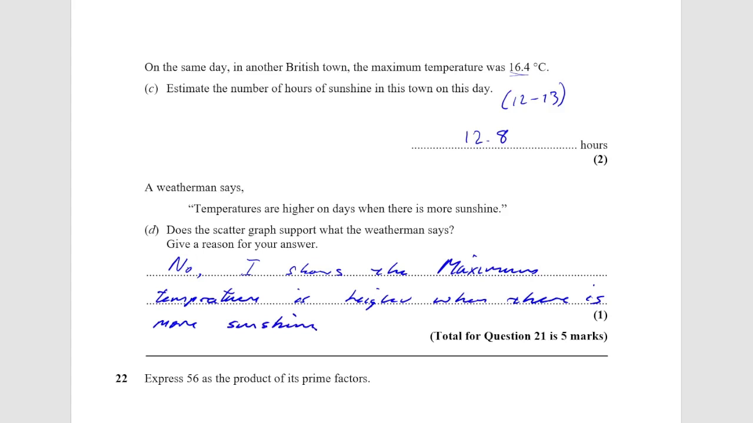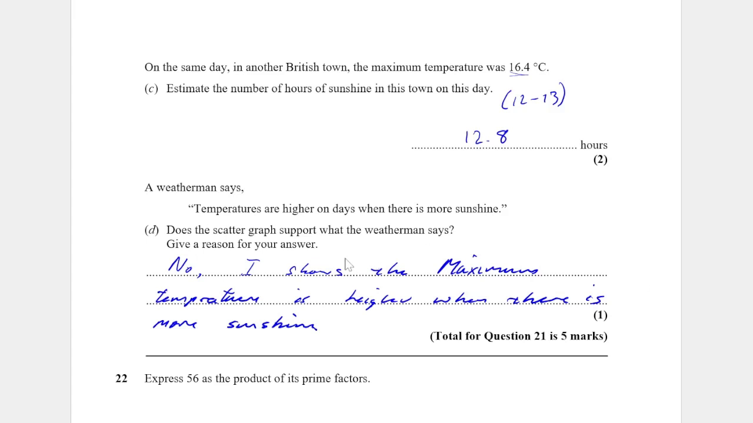So that statement, temperatures are higher, would really refer to kind of the average temperature, and we can't really say whether the average temperature is higher on days with more sunshine. All we can say is at the maximum. So I'm going to say no, although I know that the mark scheme will allow yes if you've got a suitable explanation, e.g. the majority of points for higher temperature appears when there are more hours of sunshine. So again, it doesn't really state maximum.